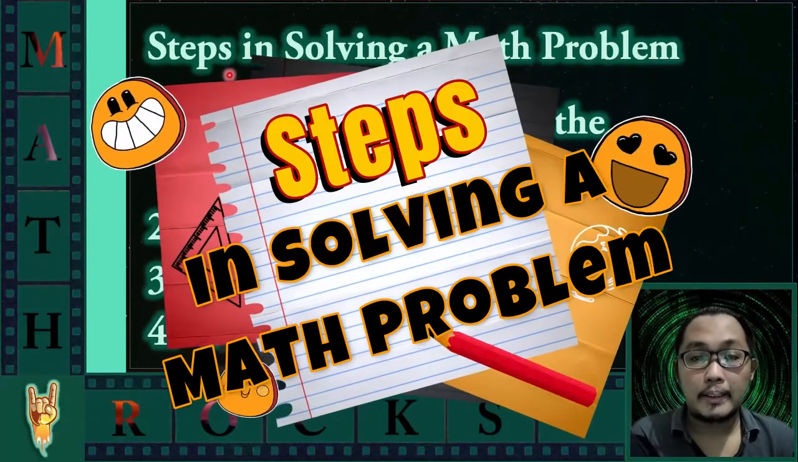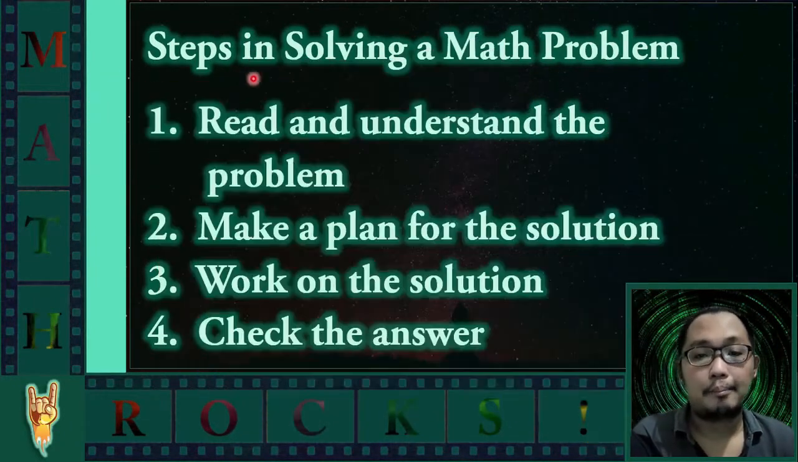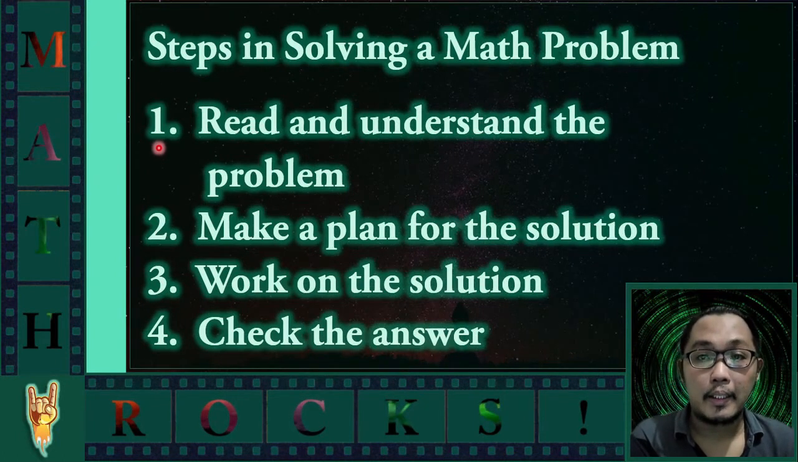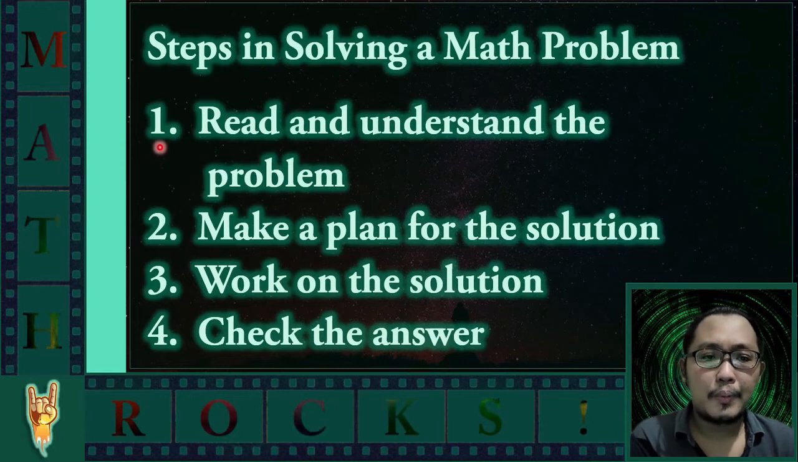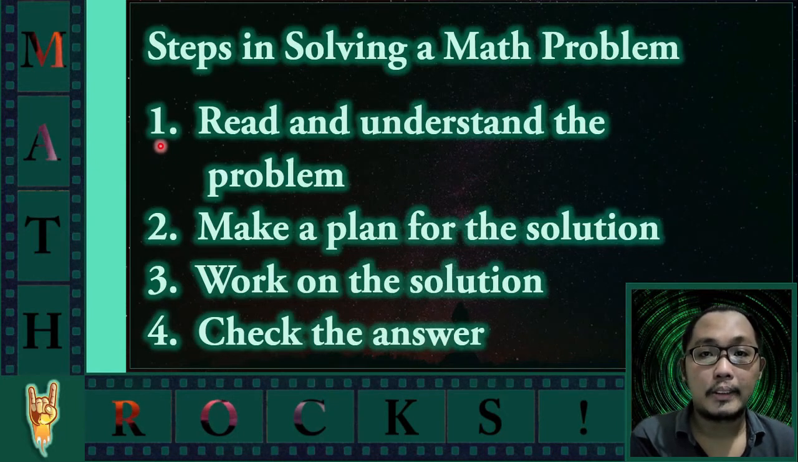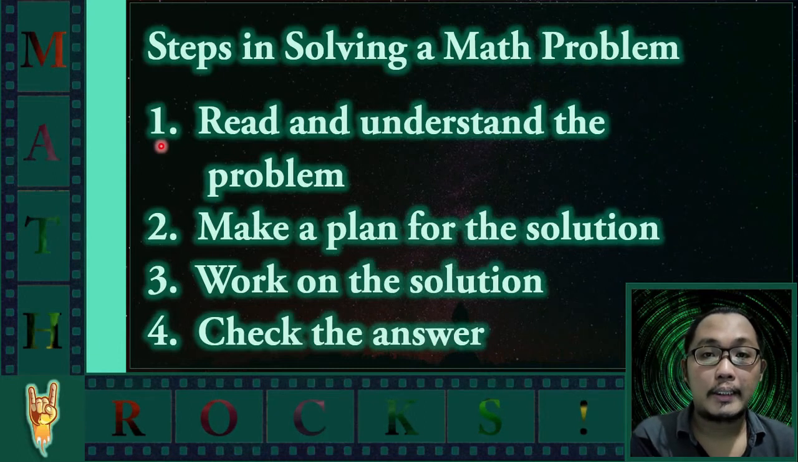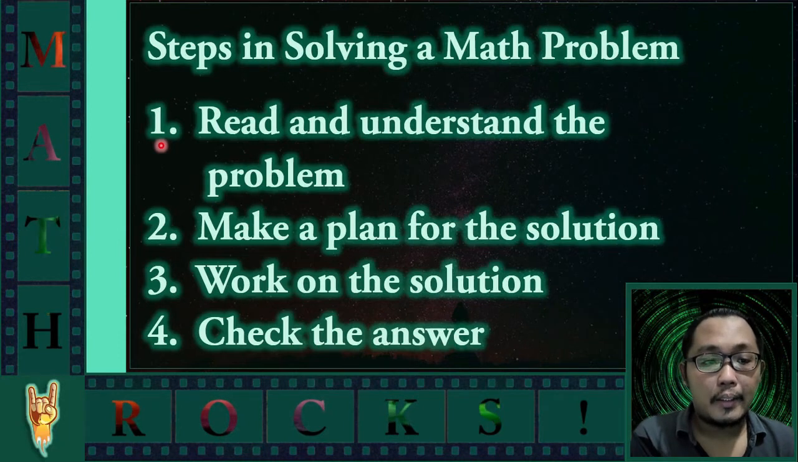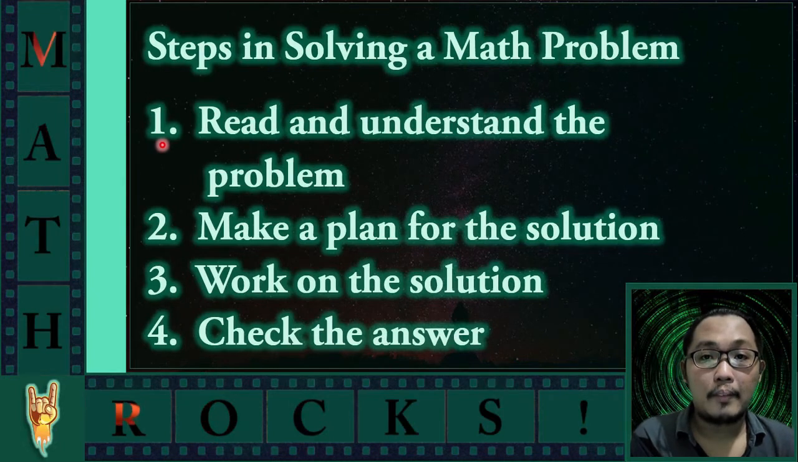Let us start with the steps in solving a math problem. For our first step, we must read and understand the problem. Sometimes we have to read the problem a couple of times in order for us to fully understand what the problem is all about. There are also situations where we must apply some reading techniques, like looking for keywords or highlighting such keywords, and we also have to paraphrase the problem in order for us to fully understand it.